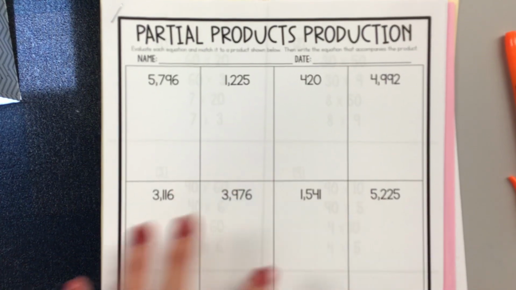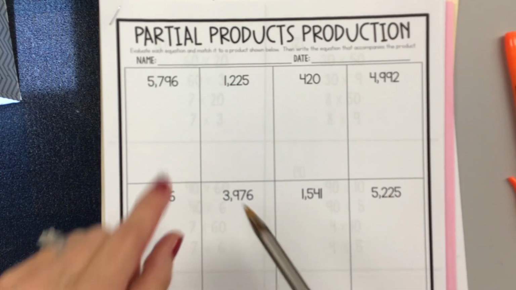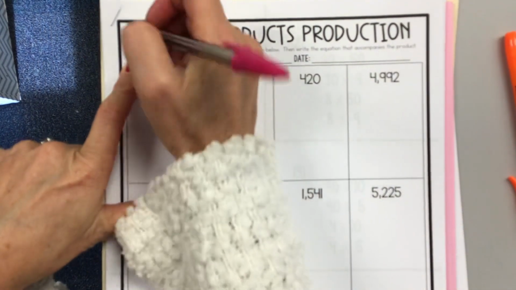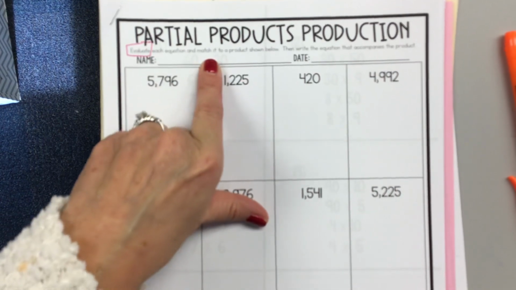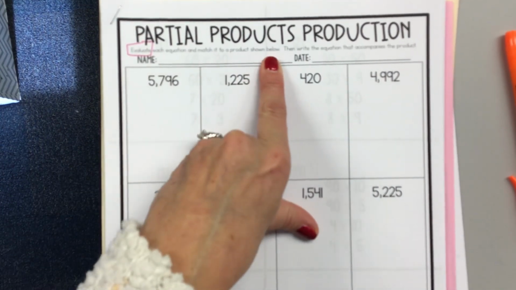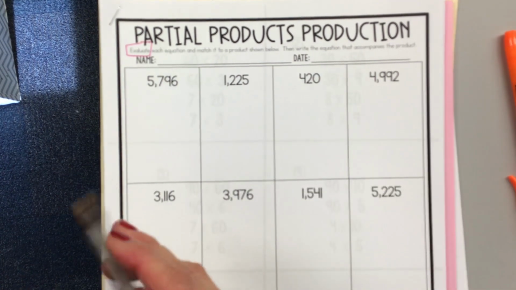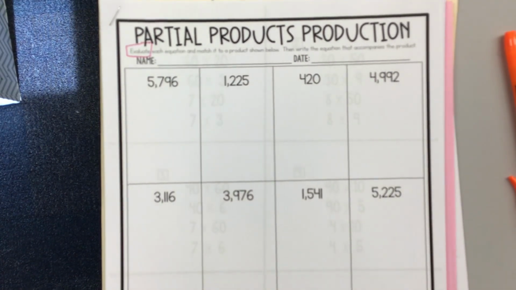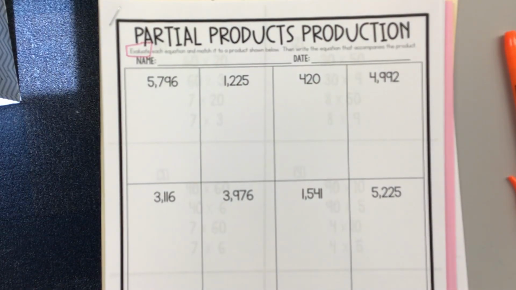Okay, so we are looking at the packet called Partial Products Production, and I want to point out the directions. This word, evaluate. It says evaluate each equation and match it to a product shown below, then write the equation that accompanies the product. What does it mean to evaluate? What does that word mean? Sometimes we see that on a test.